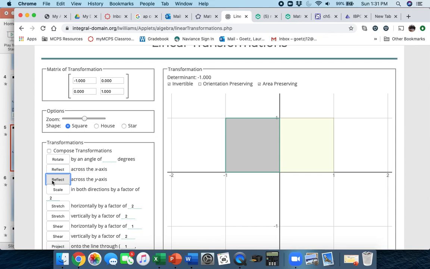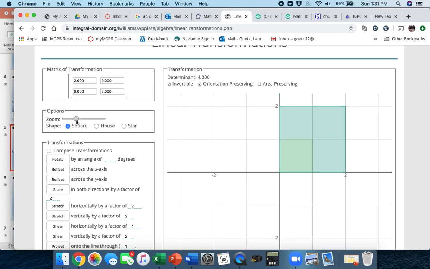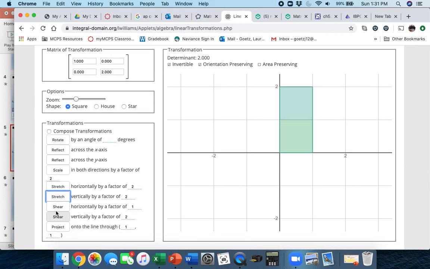What if I wanted to reflect across the y-axis? What if I wanted to scale by a factor of 2? What if I wanted to stretch by a factor of 2? And again, look at my matrix transformation up here. This should look familiar. Vertically stretch by a factor of 2. Shear by a factor of 1. That's where I got that picture.